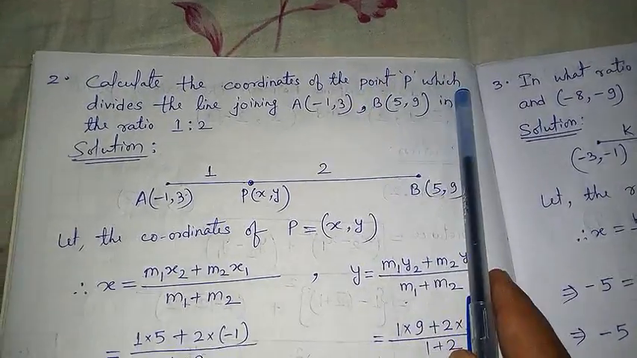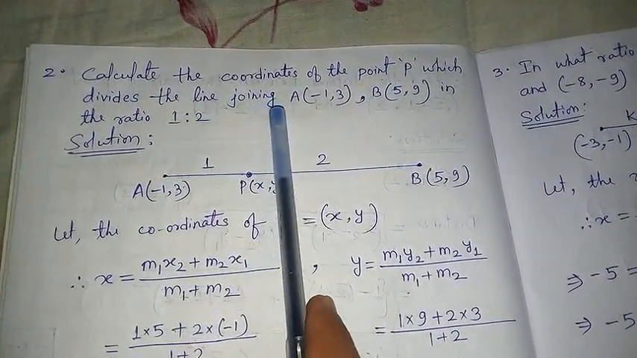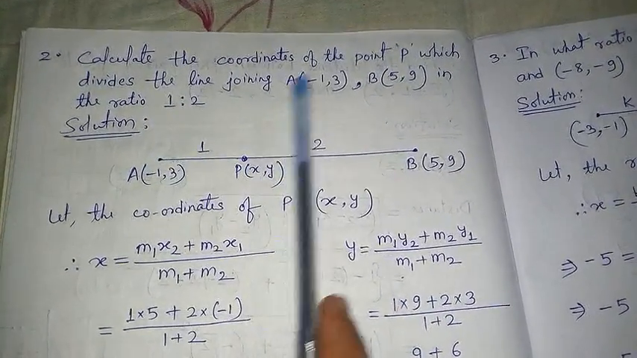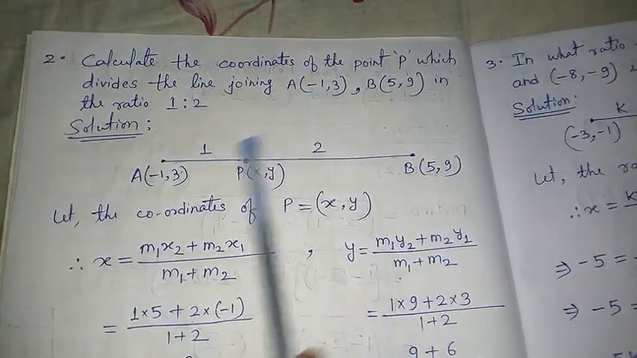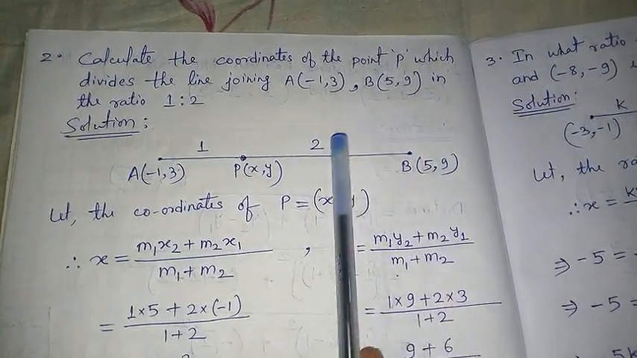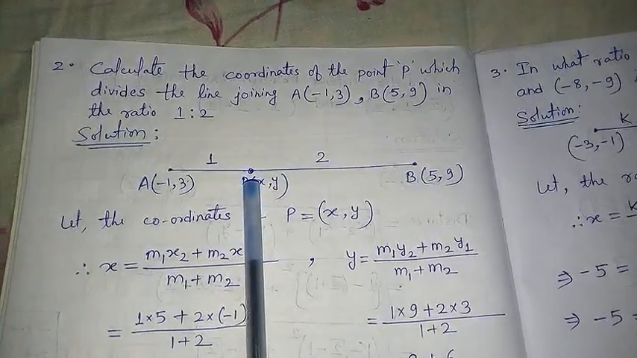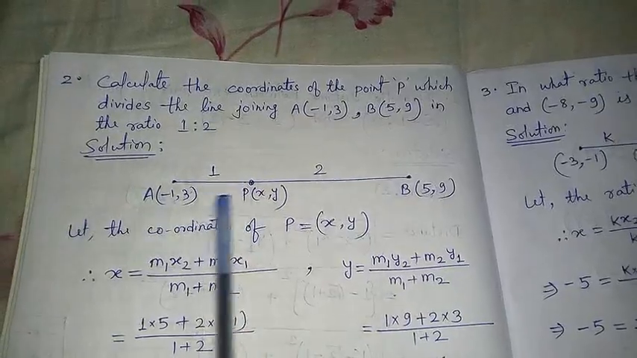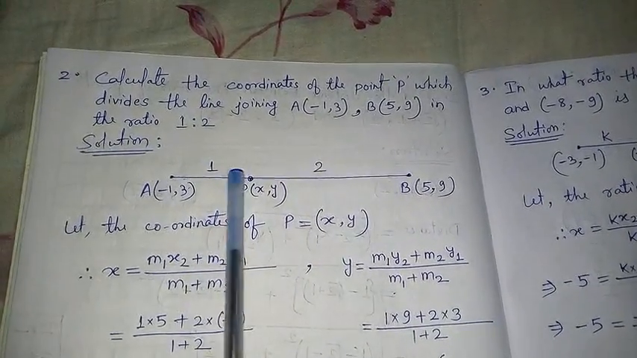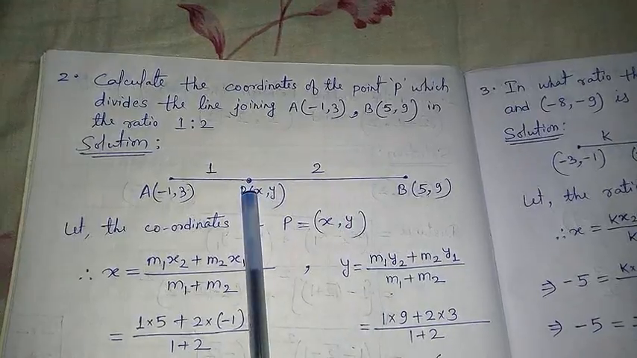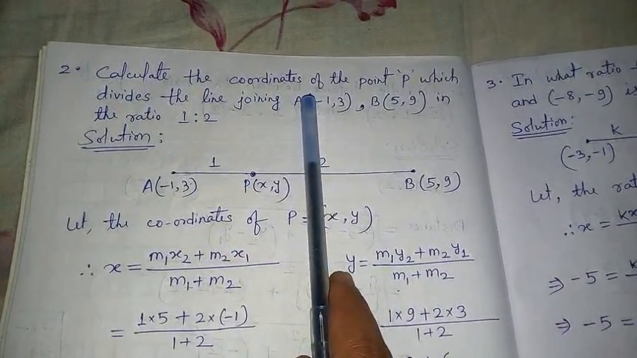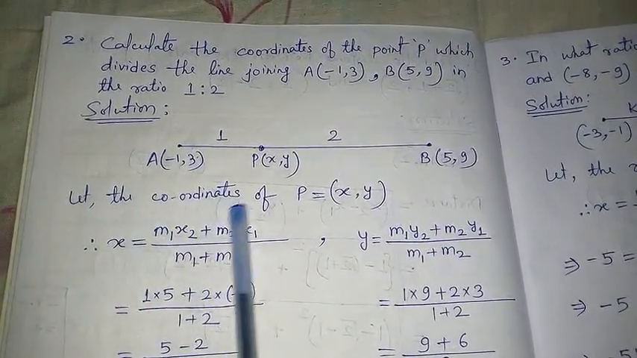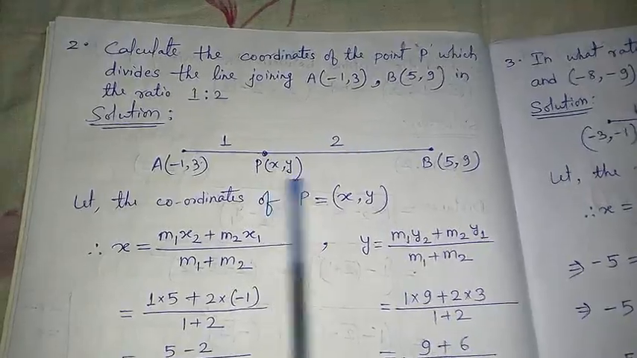Calculate the coordinate of the point P which divides the line joining A minus 1 comma 3, B 5 comma 9 in the ratio 1 is to 2. So there is a line AB whose coordinates are given here, and there is a point P which has divided this line AB, and while dividing the ratio is 1 is to 2. That means one part is this side, two parts is this side. That means this part is smaller, this part is larger. So this point is dividing. Now they are asking you to find the coordinates of point P. So I will write, let the coordinates of P be x comma y.